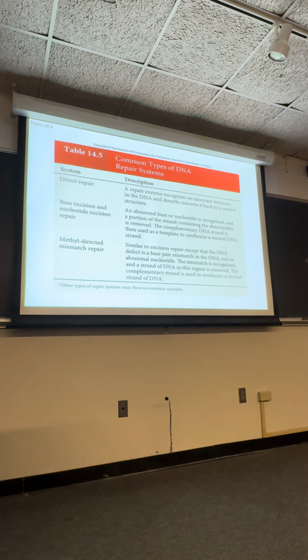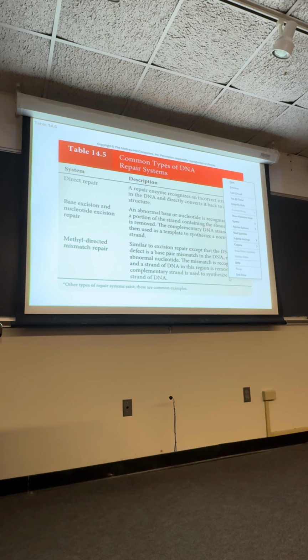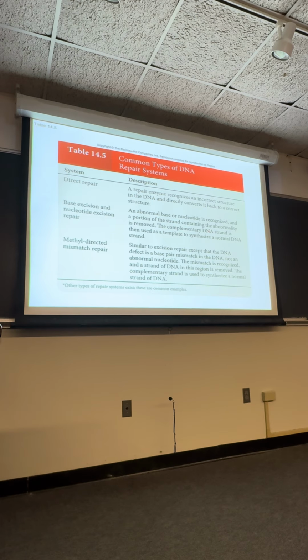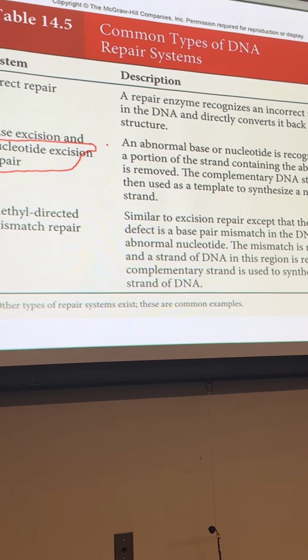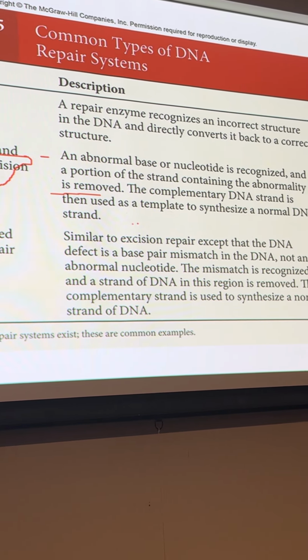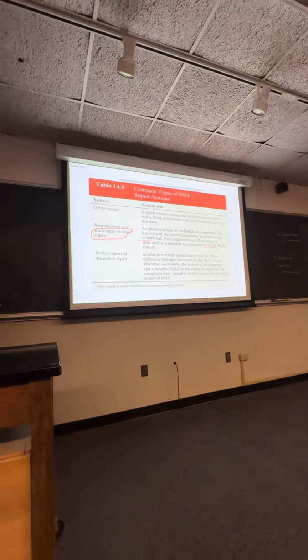So the type of DNA repair I'm interested in you knowing for the case of this particular exam is nucleotide excision repair. It's harder than it looks. This is where the abnormality is recognized, a portion of the strand is removed, and the strand is then replaced with normal DNA. And so we do repair and fix our DNA when mutations happen.